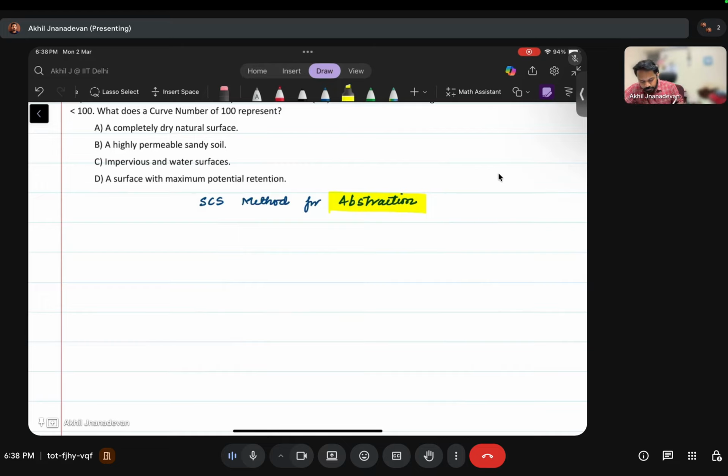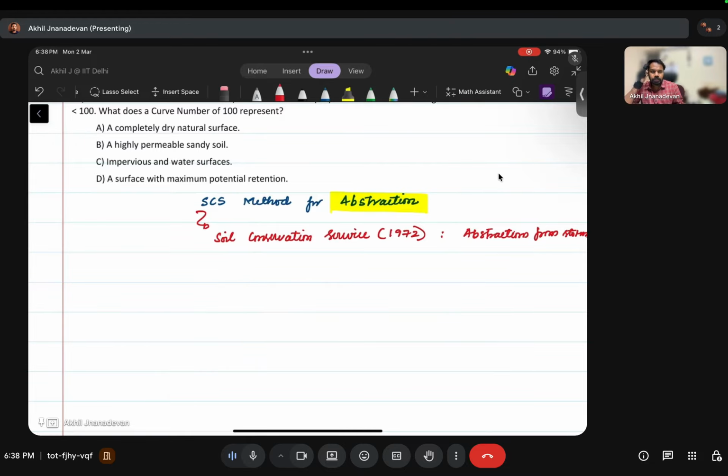SCS stands for Soil Conservation Service. It was developed in 1972 to compute abstractions from a storm. So a storm will occur. If we get the abstraction, we have the other quantities, so we can get the rainfall excess, right?